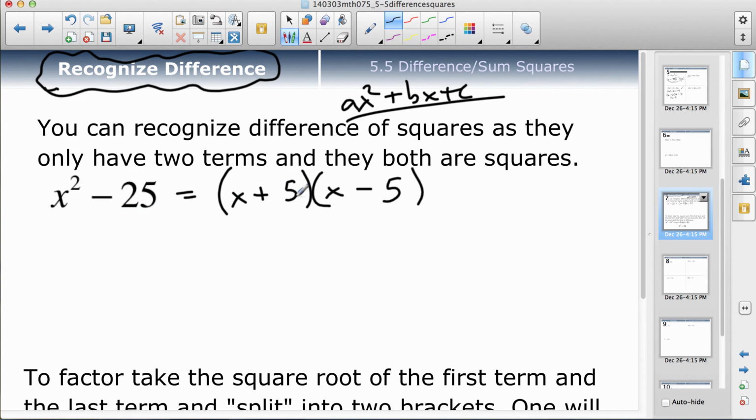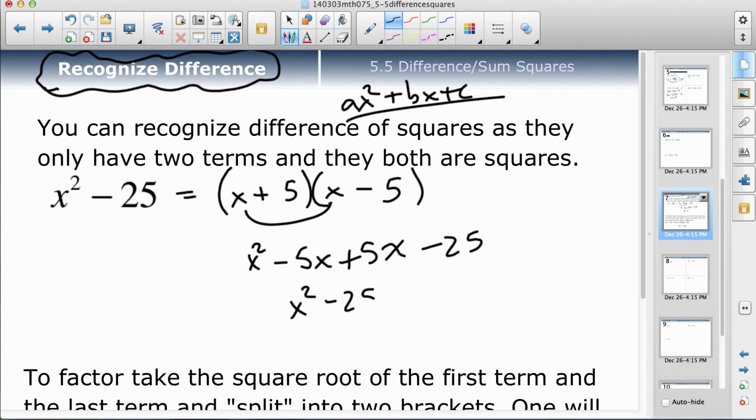And if I were to multiply this out, I'm going to get that. Watch. X times x, x squared. X times negative 5 is a negative 5x. 5 times x is a positive 5x. 5 times minus 5 is minus 25. Minus 5x plus 5x is 0, so those two terms cancel out, leaving me with that. Therefore, this is the proper difference of squares.